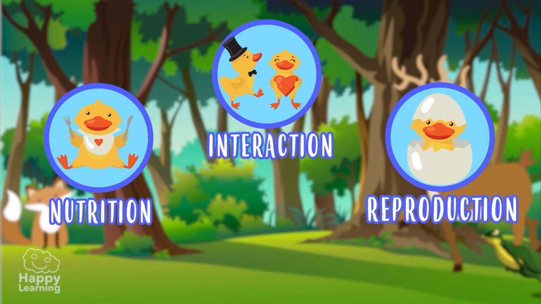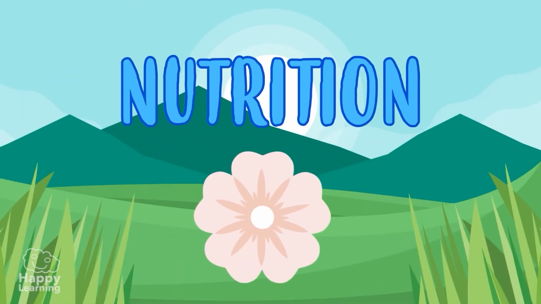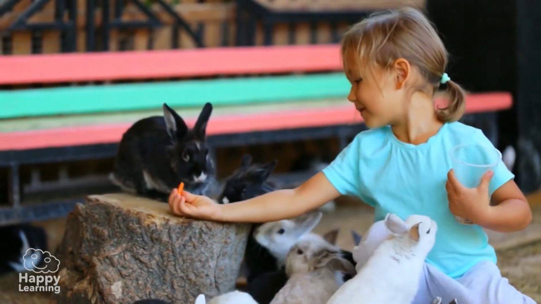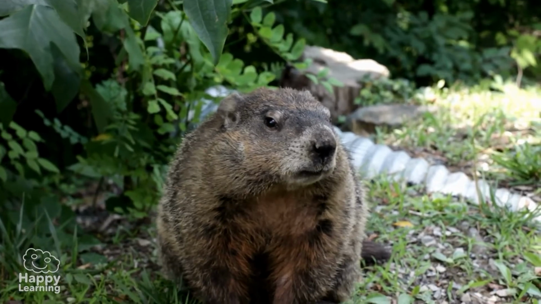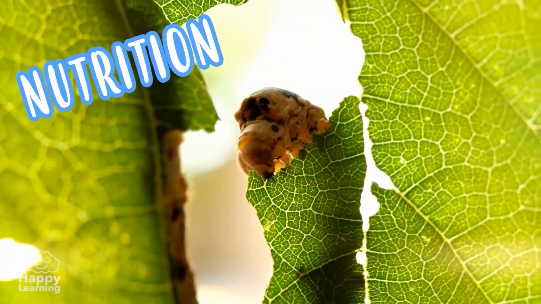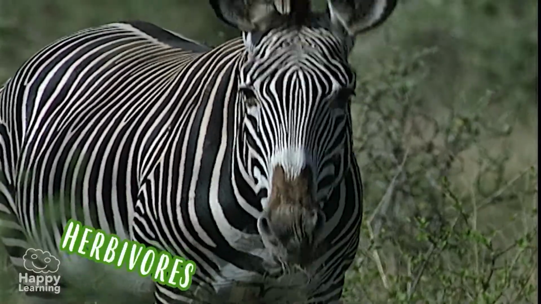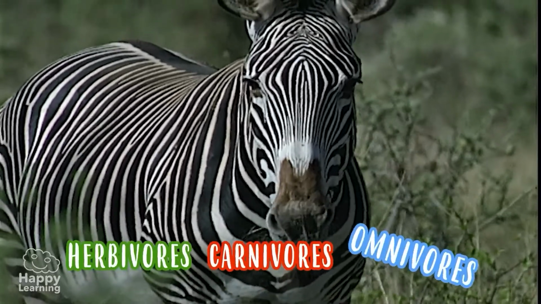The vital functions. Nutrition. As you know, all living things need food, and that is the function called nutrition. Depending on what food they eat, animals may be herbivores, carnivores, or omnivores.